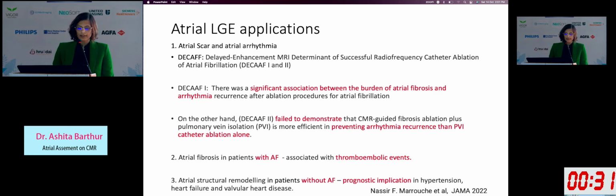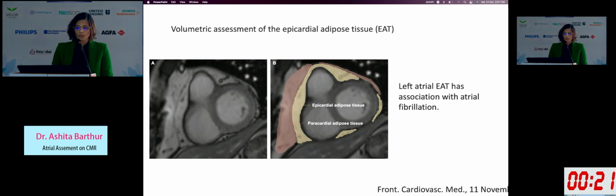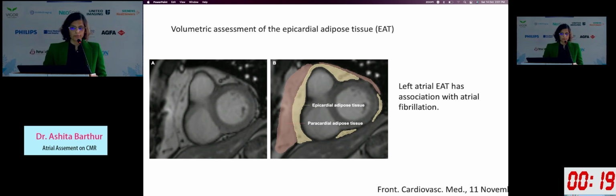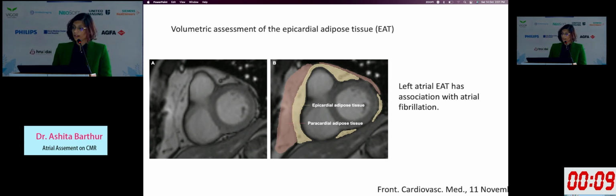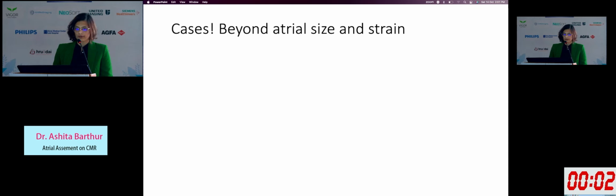So atrial fibrosis in patients with AF is associated with thromboembolic events, and atrial structure and remodeling in patients without AF has a prognostic implication in different diseases. Now, volumetric assessment of epicardial adipose tissue is of importance, and Dr. Vineet showed this in the pericoronary region yesterday, and here I'm showing how you can assess the left atrial epicardial adipose tissue, which also has importance and has an association with atrial fibrillation.